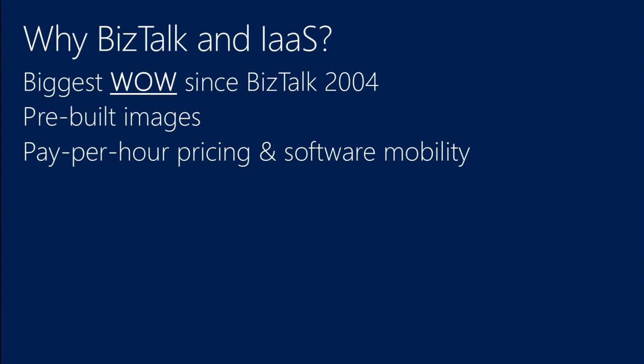We also have software mobility, so we can take our on-premise BizTalk licenses and move them to the cloud. Now, why would we want to do that? Well, maybe we do a lot of business with people in Eastern Europe. Well, we can take one of our BizTalk licenses, move it to a BizTalk server in Eastern Europe to be better and closer to them, to be able to have better connectivity for them to our BizTalk server.